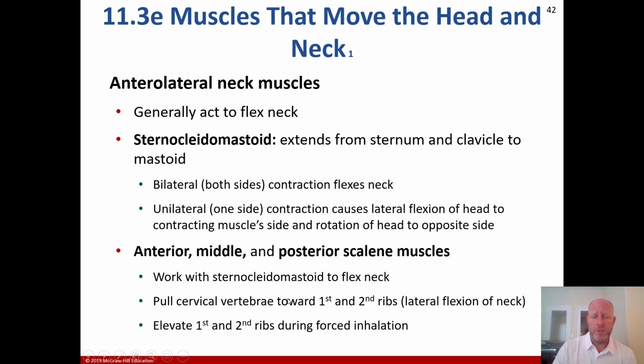The anterior, middle, and posterior scalene muscles work with the sternocleidomastoid to assist flexing of the neck. They pull the cervical vertebrae toward the first and second ribs for lateral flexion of the neck, or lateral flexion of the cervical spine. They elevate the first and second ribs during forced inhalation.